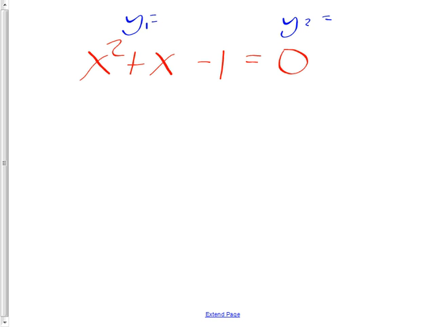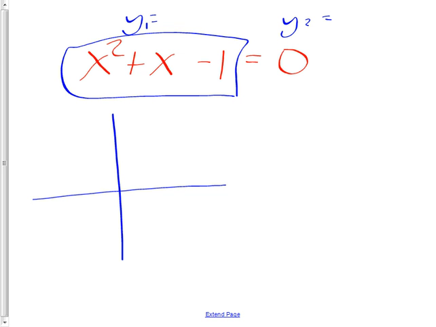X squared plus x minus 1 is equal to 0. If I graph both sides and see where they cross, I'm going to graph this side, y1 is equal to this, and y2 is equal to that. I can graph both sides and see where they cross. Do you get that this one's a parabola? Do you remember the squared ones are always U-shapes? Okay, so it's a U-shape, and let's say it looks like this.